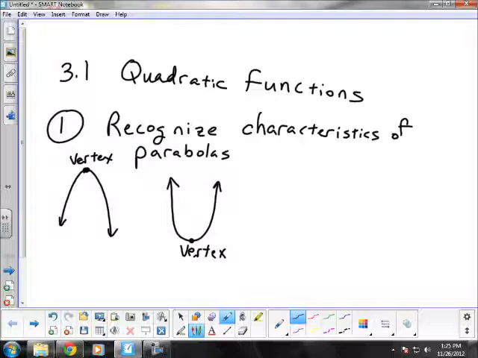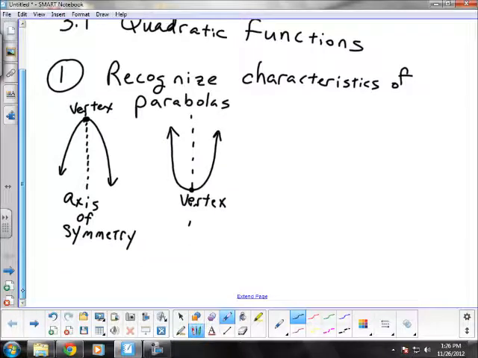Now, one thing that we talked quite a bit about last year, but I want to re-emphasize because we use the idea a lot in college algebra, is remember that this parabola is symmetric to this line that passes through the vertex, right? This is called the axis of symmetry. It's a vertical line, so what does this equation look like? Vertical line, so it's x equal a number, right? So the axis of symmetry is always in the form x equals some number.